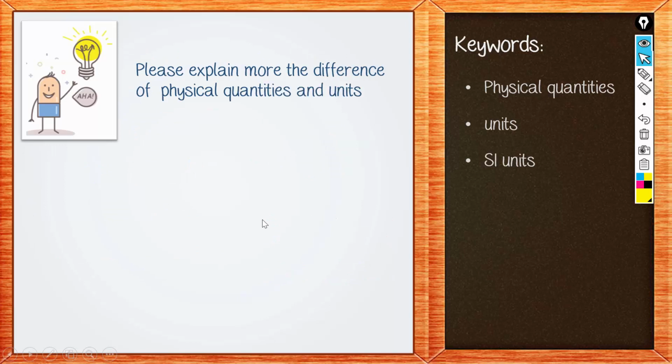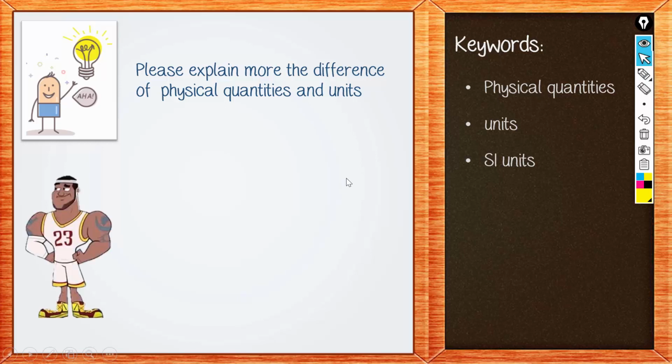Please explain more the difference of physical quantities and units. Okay, so let's have another example then. Calling LeBron James. Let's say we want to measure LeBron James' height. So the thing that we want to measure is the physical quantity, and for that case, our physical quantity is height. The measurement of the height can actually be expressed in many possible ways.